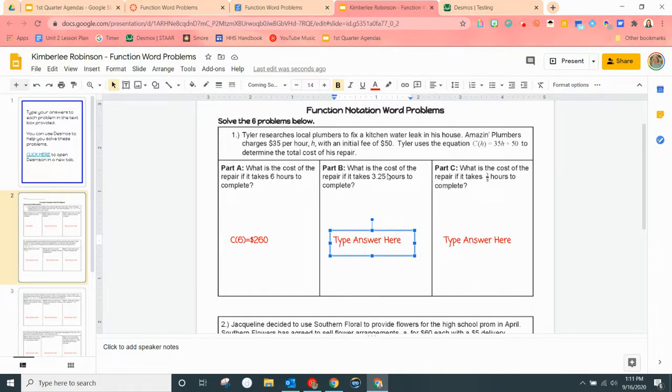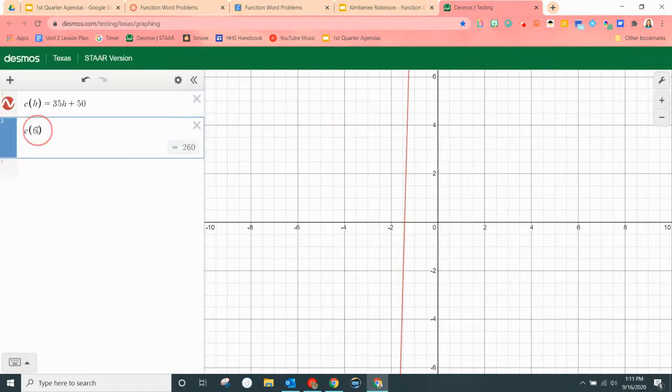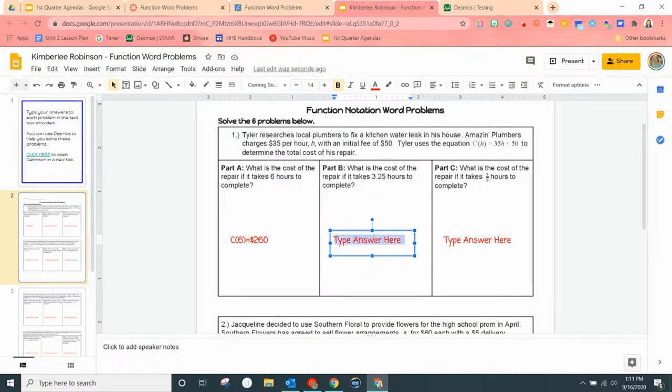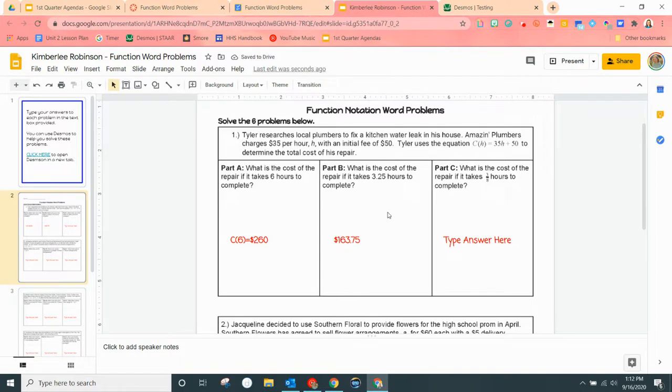Okay, so remember, hours is your input. That's what's in your parentheses. So over here, I just need to come back now and say, well, they didn't work 6 hours. What if they only worked 3.25 hours? Oh, well, it's $163.75. So here's what I don't even mind if you do. Boom. Just give me the amount, $163.75. What's the cost of the repair if it only takes 3/8 of an hour to complete?